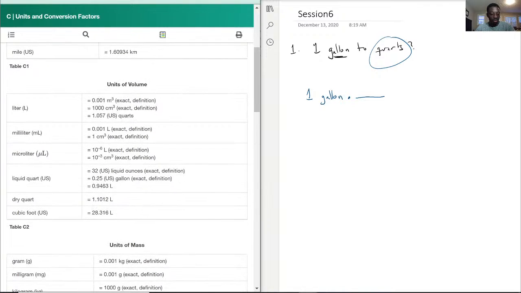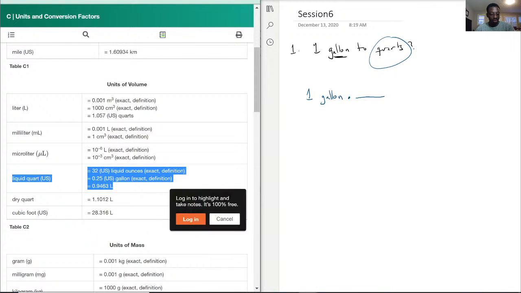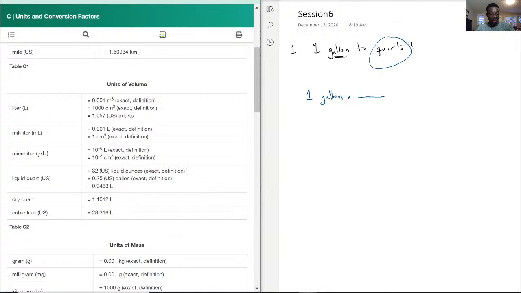for volume, 1 quart would be 0.25 of a US gallon. So if we did that, we would have 0.25 gallons, and it says 1 quart, for at least a liquid quart, which is what I assume this question is asking here.